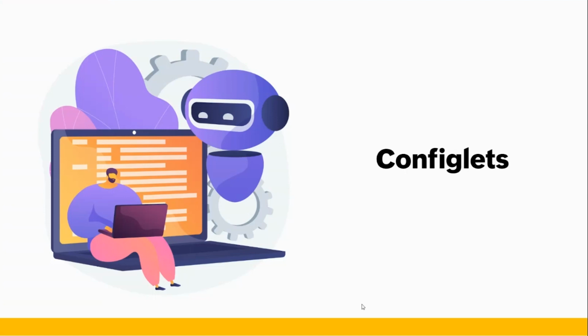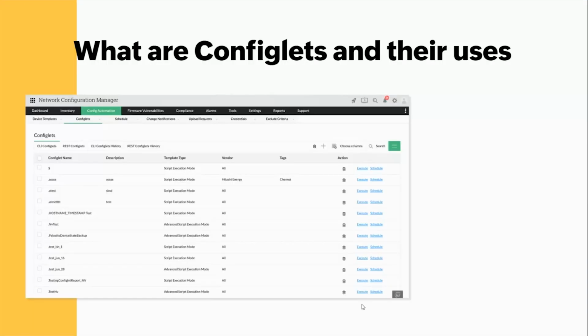So what are configlets and their uses in Network Configuration Manager 2? Having a large number of network devices, it will be difficult to perform a configuration change by logging into each device individually, as it requires more time to complete. With the help of the configlets feature, we can create an executable command script based on the command sequence to be executed on the device CLI. And that configlet script can be executed simultaneously on multiple network devices to perform the configuration change.